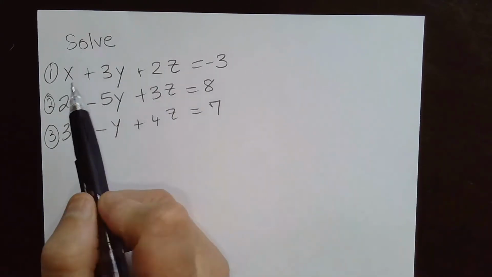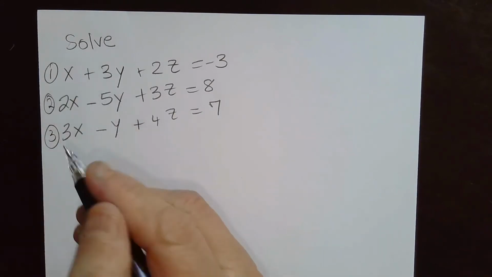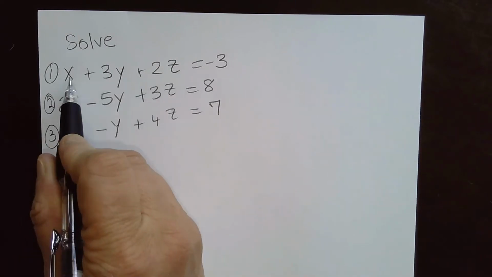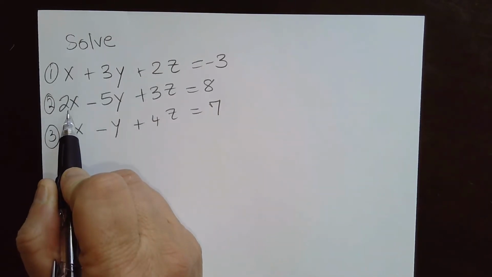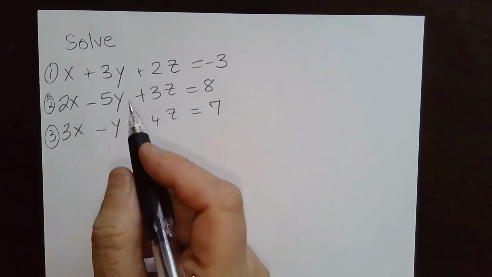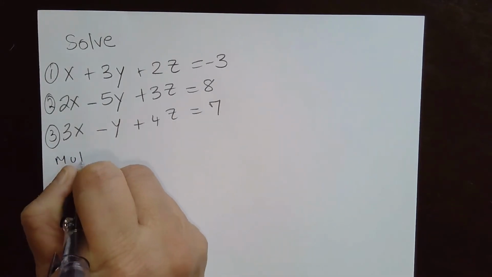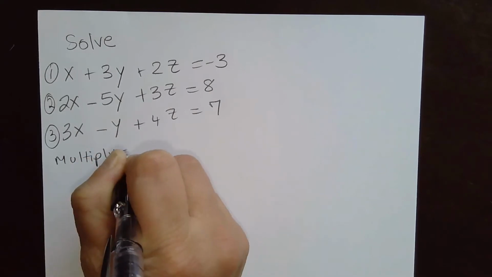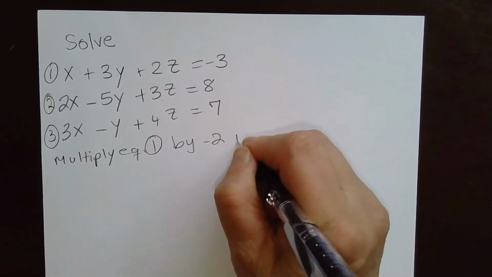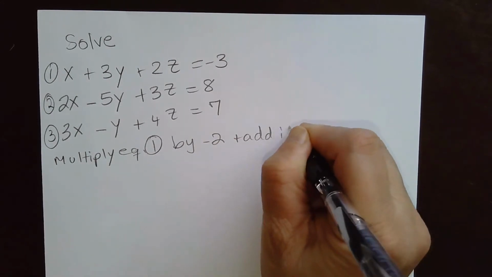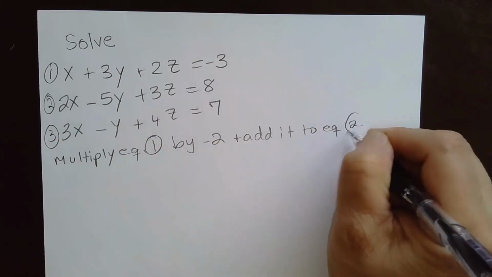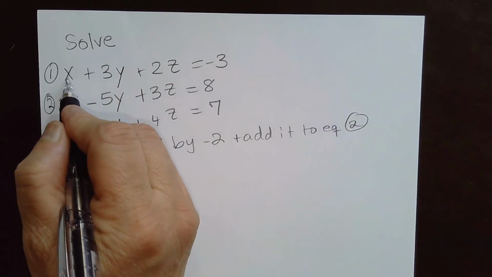So let's take, for instance, equation 1. Suppose you multiply equation 1 by -2. This would give me -2x. If I were to add it with the second equation, it would eliminate x. So what we can do is multiply equation 1 by -2 and add it to equation 2. If I multiply this by -2, what's going to happen?